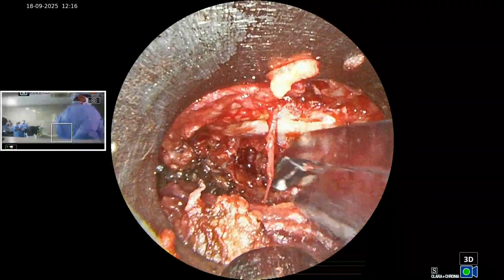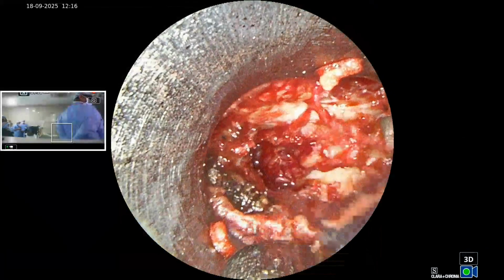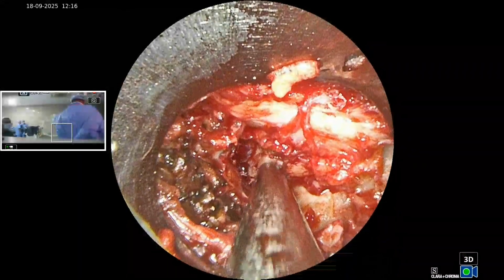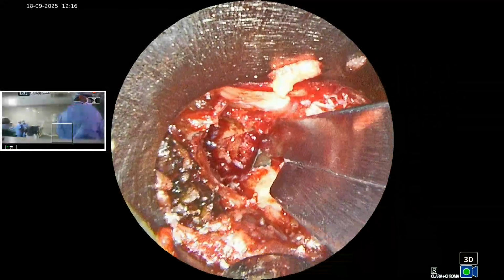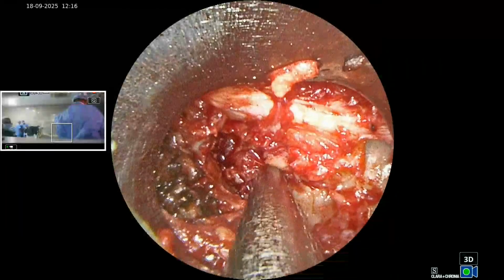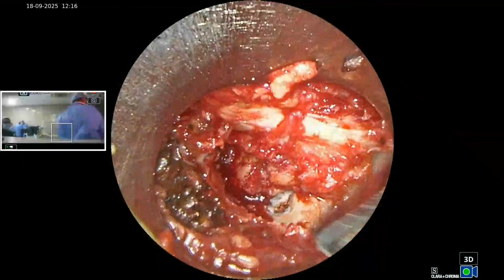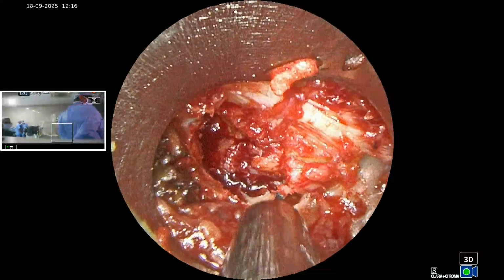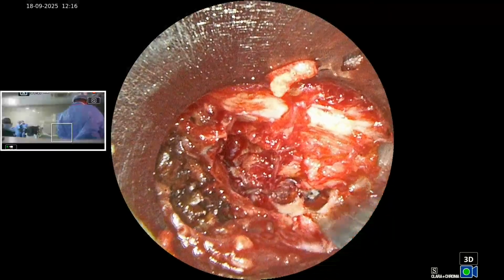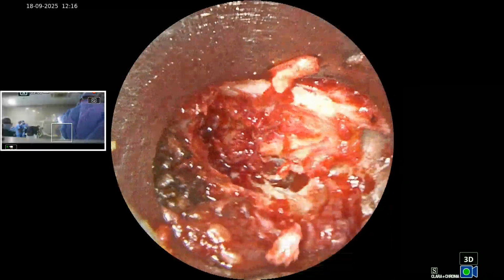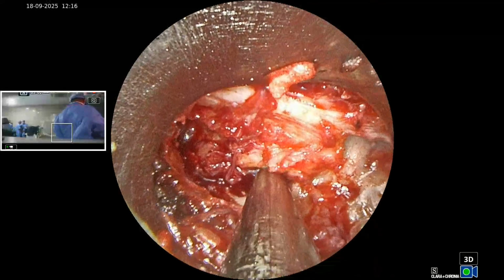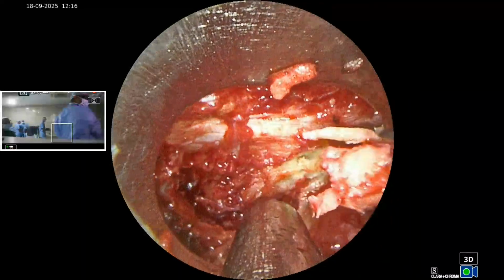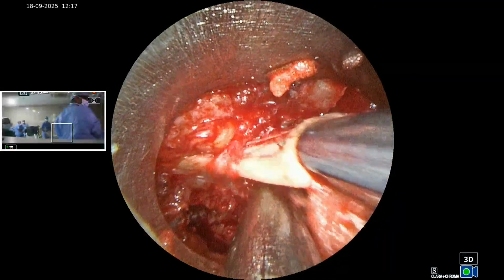So cranially the flavum is detached at the spinolaminar junction. Now gradually we are coming laterally. This is the hypertrophic facet. Hypertrophic facet, the medial aspect. And this is my superficial layer of the flavum.